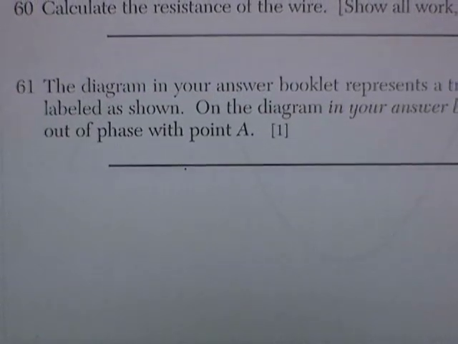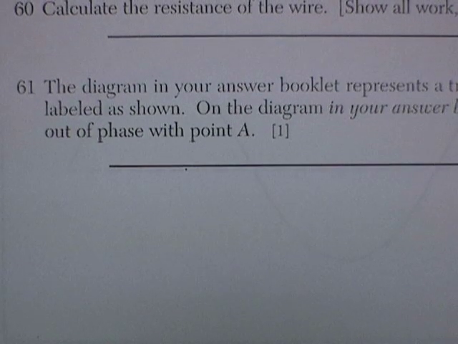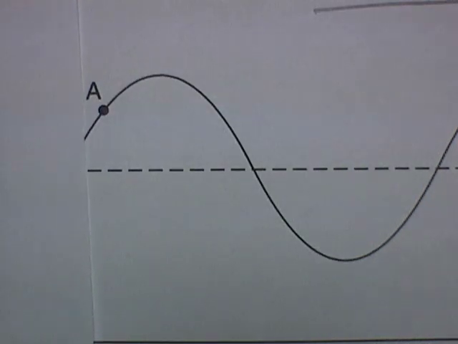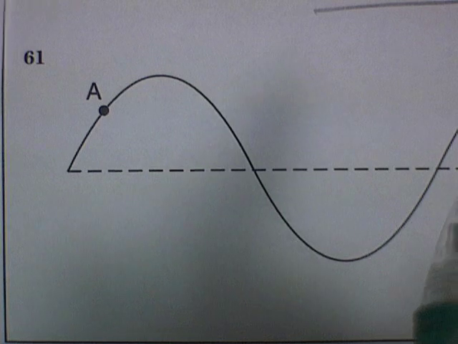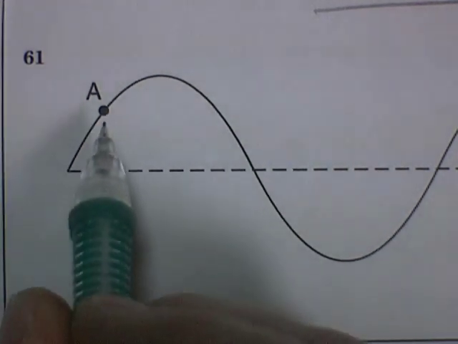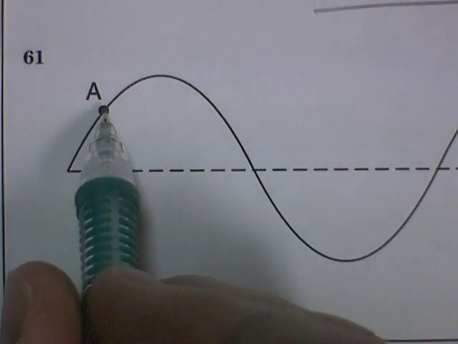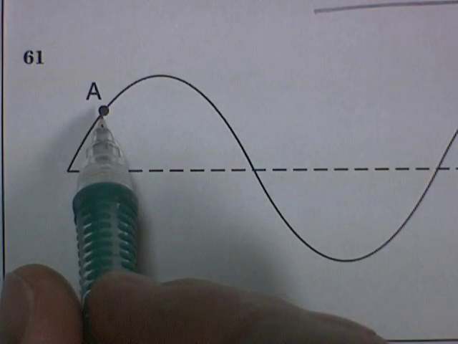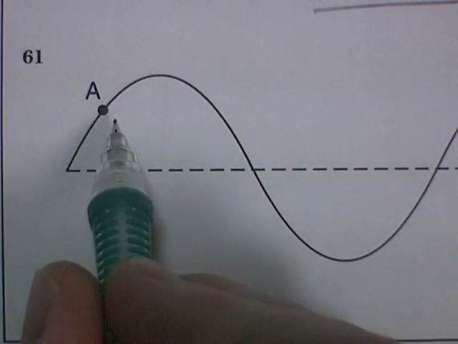And now for question 61. The diagram on your answer booklet, and I'm just going to go to that diagram as I read this, represents a transverse wave moving up and down in a uniform rope with point A labeled as shown. On the diagram in your answer booklet, mark an X at the point where the wave is 180 degrees out of phase with point A.